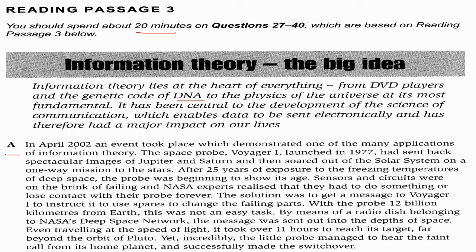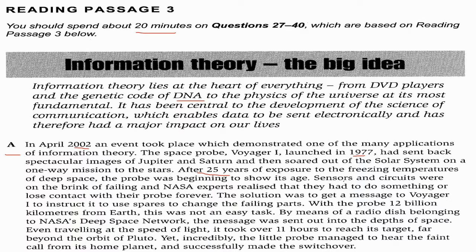A. In April 2002, an event took place which demonstrated one of the many applications of information theory. The space probe Voyager 1, launched in 1977, had sent back spectacular images of Jupiter and Saturn and then soared out of the solar system on a one-way mission to the stars. After 25 years of exposure to the freezing temperatures of deep space, the probe was beginning to show its age. Sensors and circuits were on the brink of failing, and NASA experts realized that they had to do something or lose contact with their probe forever.